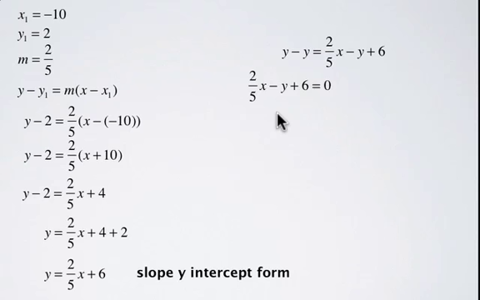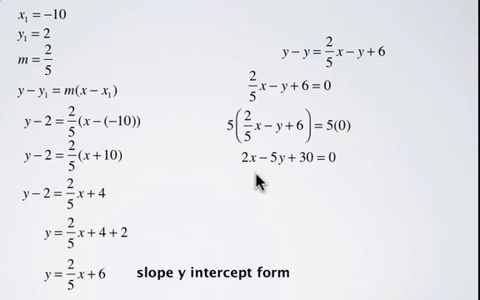And when we do that, the denominator 5 will cancel, will eliminate that. So 5 times 2/5, and remember you have to multiply everything by 5, so we're multiplying both the left side and the right side by 5. So 5 times 2/5 x is 2x, 5 times -y is -5y, and 5 times 6 is equal to positive 30. And when we multiply 5 times 0, that's just 0. So now we have our equation in standard form.